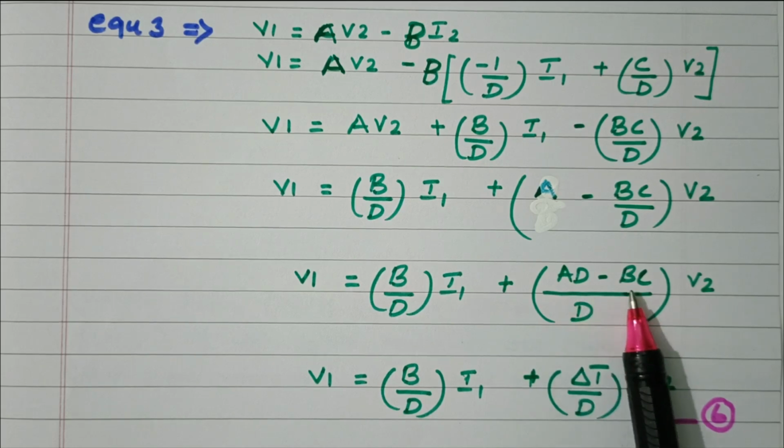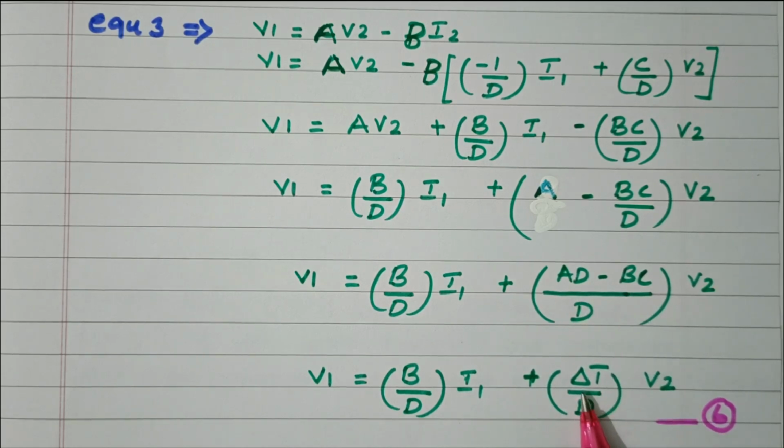This AD minus BC can be written as determinant of the transmission matrix. So shortly we can write delta T. That is nothing but AD minus BC. We'll take this equation number 6.